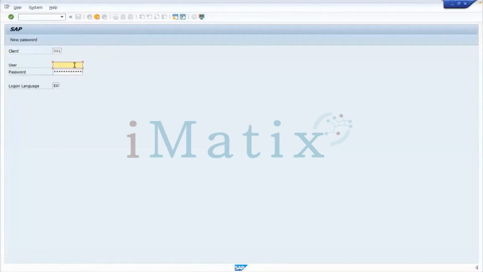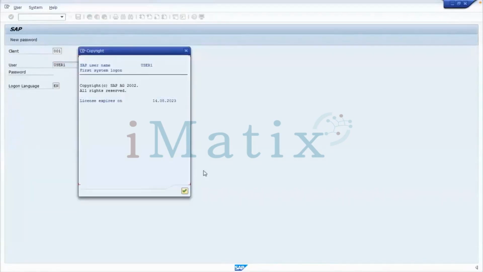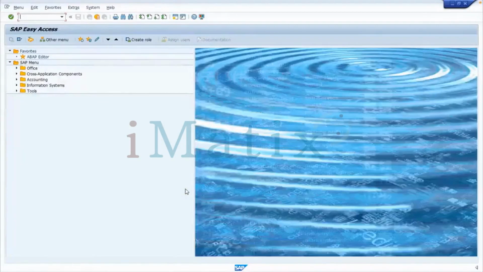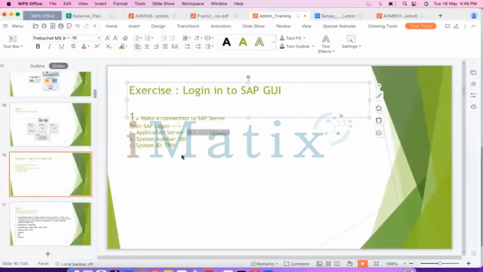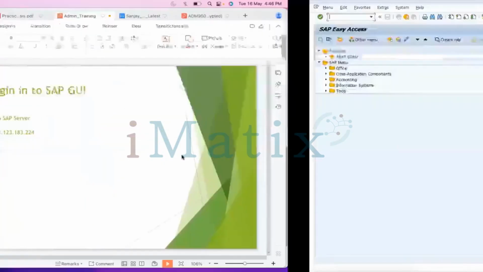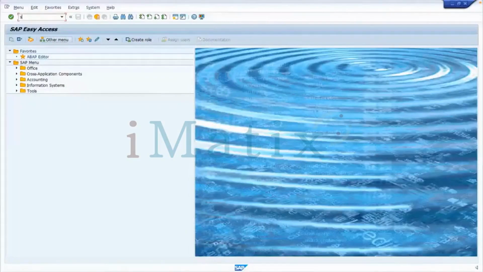Now you type the user ID, user 1, and password, and you can enter into the SAP application. This is the SAP application. After that, you can type the user ID and password.